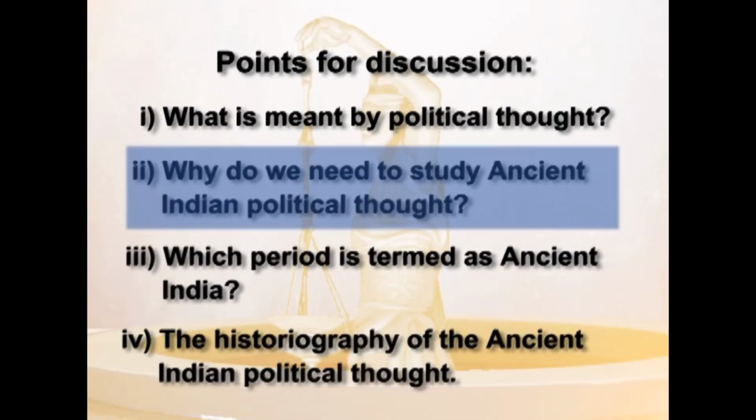Then, the position of women, if we look into that, was not at all very good, that may look very good to our modern eye. The women were totally absent from the public sphere of ancient India. But for this also, we need to look at the past. We need to know ancient Indian political thought. So this is the second aspect.